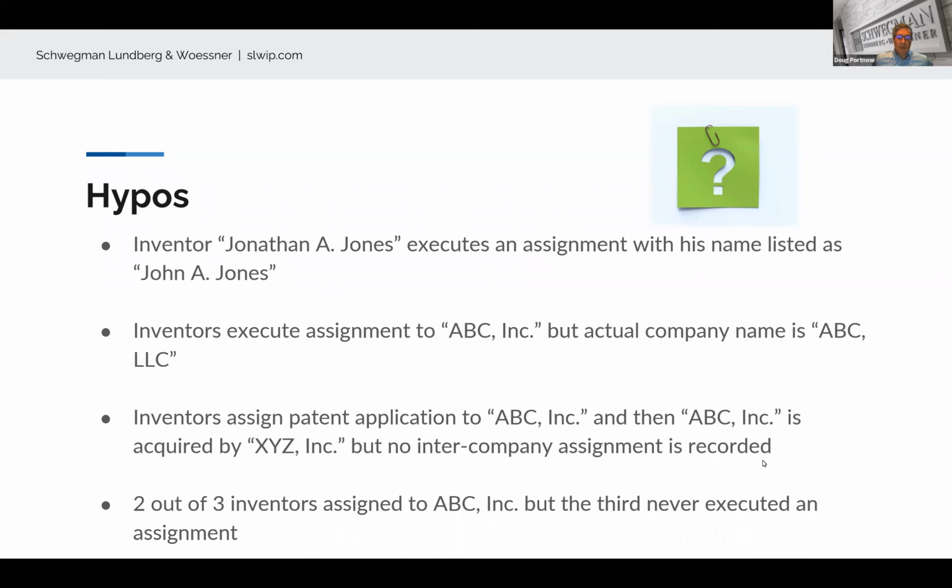So that's probably good enough. But again, it's just good to record these things on the PTO website so everyone can see them and they're public. So I would definitely make sure that there's an intercompany assignment that's recorded on the PTO website.